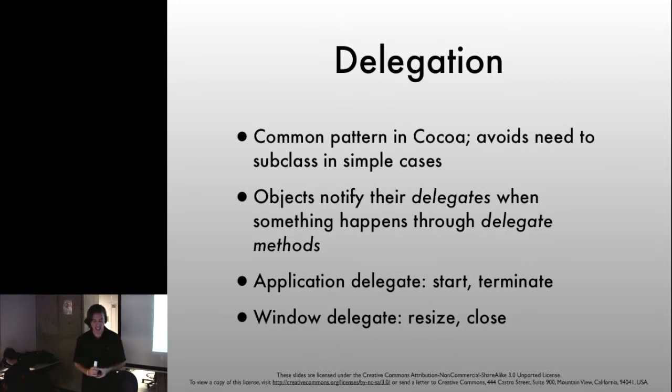I'm just realizing that. Okay, so there is a really common pattern in Cocoa called delegation. We actually have a whole lecture devoted to this in a week or two, so I won't go into it in much detail. But the main usefulness of delegation is that it avoids the need to subclass in a lot of cases, and basically the idea is an object can delegate some of its behavior to another object.